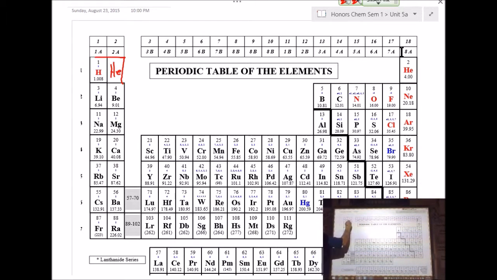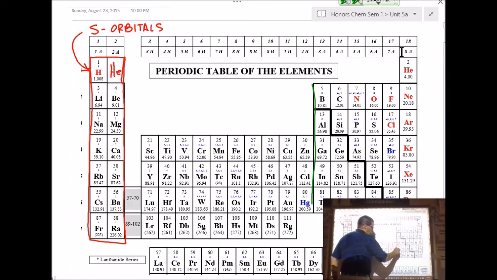What that means is here, these first two columns, and I want you to get some color, whatever color makes you happy. The first two columns represent the s orbitals. Guys, I want you to be drawing on the periodic table right now. Okay? Don't talk. You can talk later. So the first two columns represent the s orbitals.